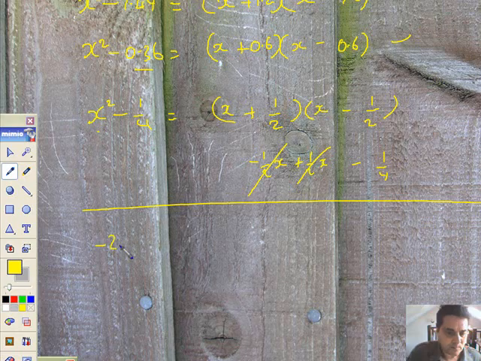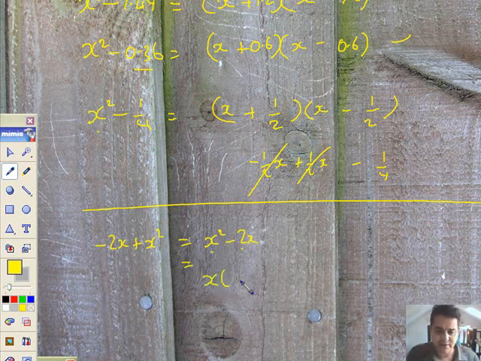Question 3, it says minus 2x plus x squared. I don't like it all backwards, so I'm going to say that's the same as x squared minus 2x, okay? So I put the minus 2x on this side, and that's fine. Go and factorise the thing completely. Well, the best I can do is to take an x out of each of these two terms. So x(x minus 2), done.